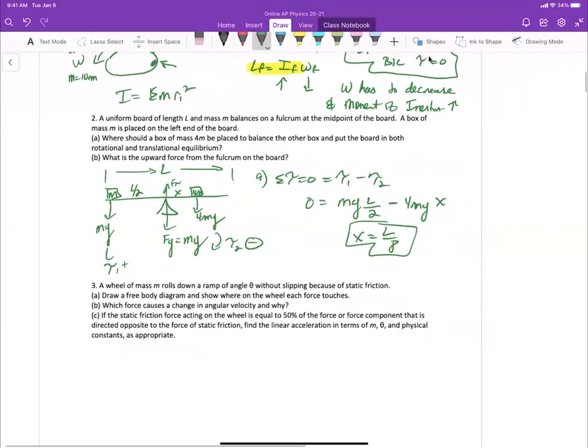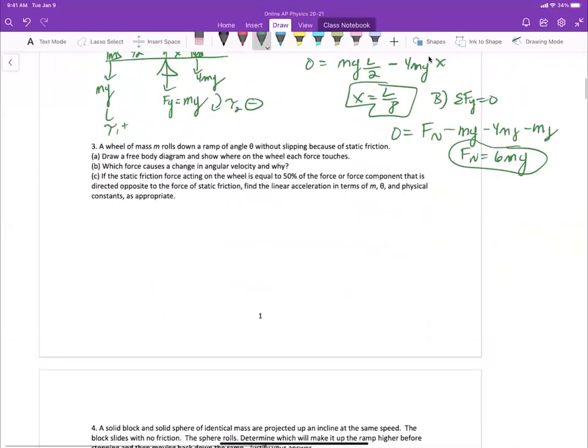I then have to find B, force normal, and I can sum all the forces in the y direction and set them equal to 0. Force normal is the only positive. Then I have minus mg, minus 4 mg, minus mg from the board, and I can find force normal to be equal to 6 mg.